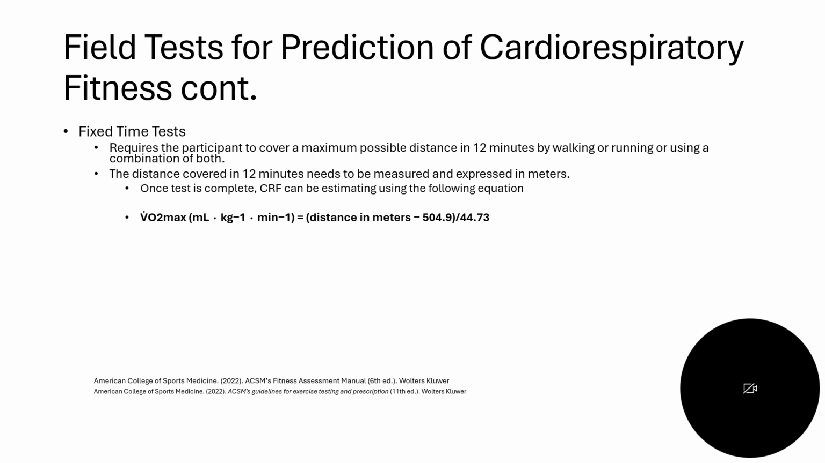For example, let's say an individual did 1 mile in 12 minutes. If we want to calculate the CRF, we would take the distance, which is 1 mile, which is also 1,609 meters. We would subtract 504.9, which is listed in the formula, from that, and then divide that by 44.73. And when you do that, your answer is 24.69 milliliters per kilogram per minute CRF.